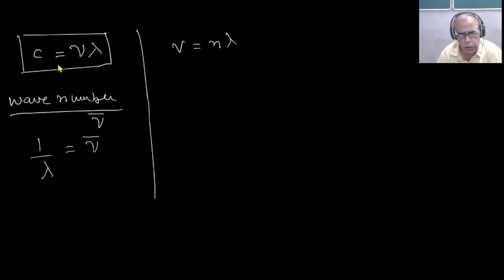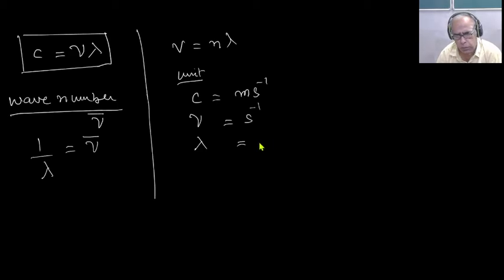Let us consider this equation c. What is the unit? This is meter per second. I am now talking about units. And what about nu? This is per second. And what about lambda? This is in meter. Okay, right.